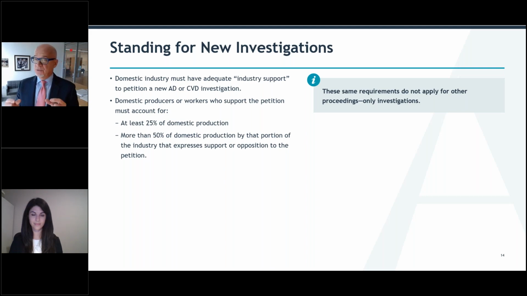Companies are allowed to talk with each other and bring cases. Sometimes people think, wait a second, isn't that a violation of the antitrust laws? But there is an exception that allows petitioning companies to get together and talk with one another and bring these cases that are by definition anti-competitive. Okay, next slide.